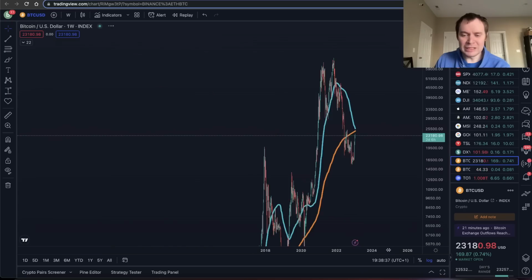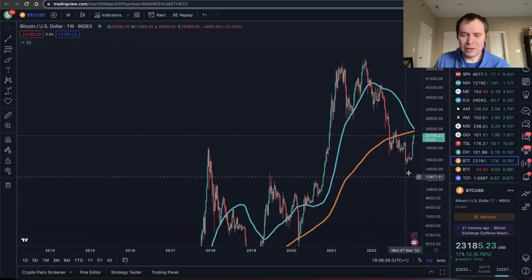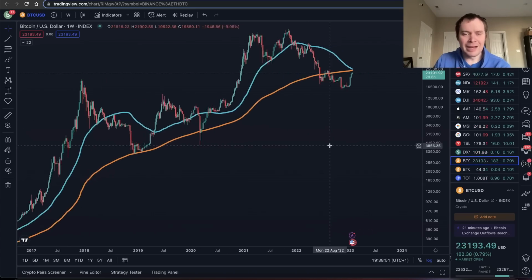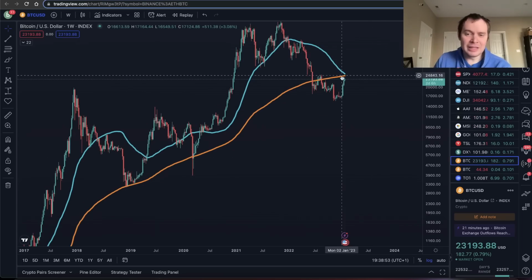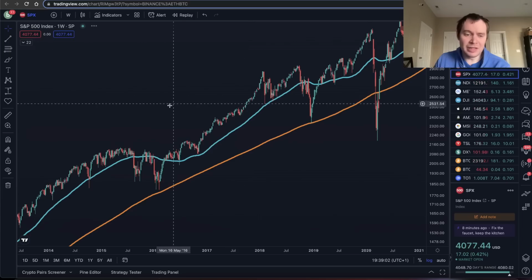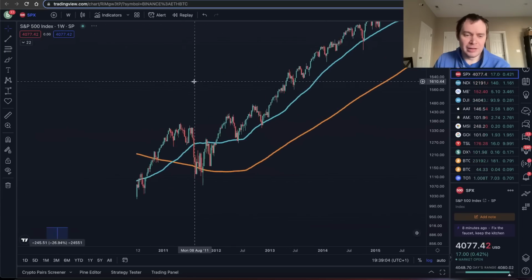Going back to the weekly chart, though, this cross of the 50-week and the 200-week is something that, again, we've never really seen before. So people are going to speculate all they want about what it means, but the truth is that we've never really seen it. And so I have no idea if Bitcoin is going to change course here or not.